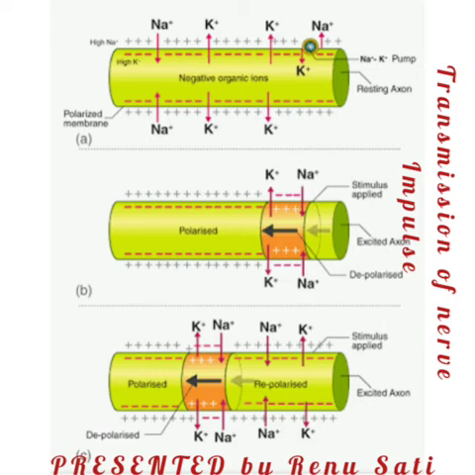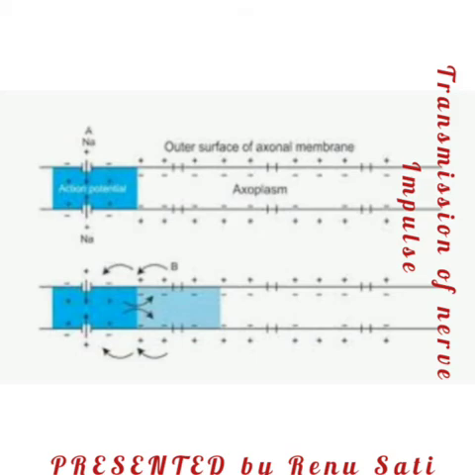At the site immediately ahead on the axon, that is site B, the membrane has a positive charge on the outer surface and a negative charge on its inner surface. As a result, a current flows on the inner surface from site A to site B. On the outer surface, current flows from site B to site A to complete the circuit of current flow. Hence, the polarity at site B is reversed and an action potential is generated at site B.